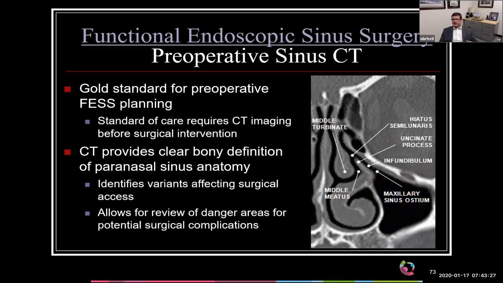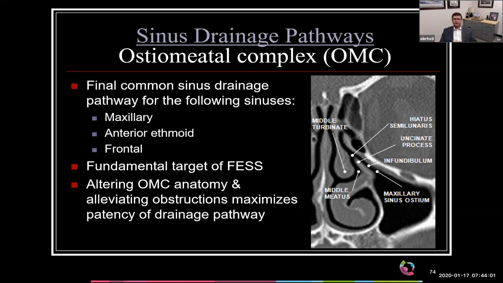So the preoperative CT is really the gold standard prior to functional endoscopic sinus surgery. And really there's a couple things we want to do. You definitely want to go ahead and describe the pattern of paranasal sinus disease, but really you want to identify the variants that we talked about around that osteomeatal complex, which are going to impact the surgical access to the osteomeatal complex and determine what type of resection they need to do. But most importantly, it allows us to review the danger areas for potential serious complications to help keep the surgeon and, more importantly, the patient out of trouble.